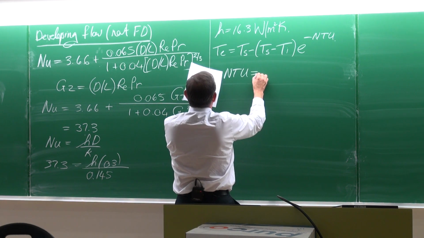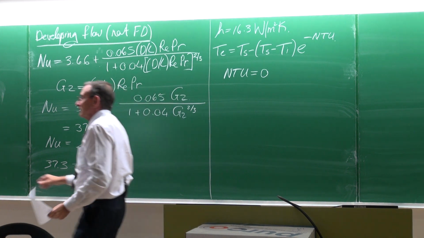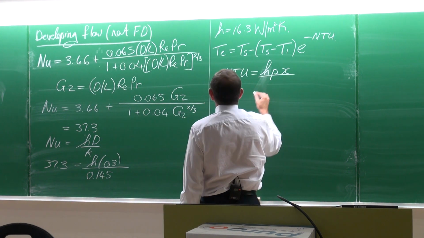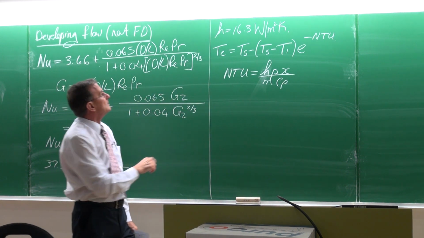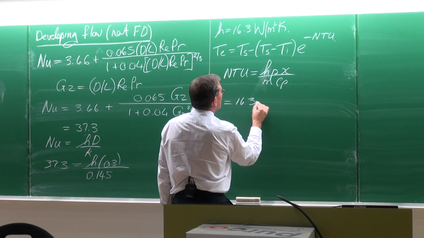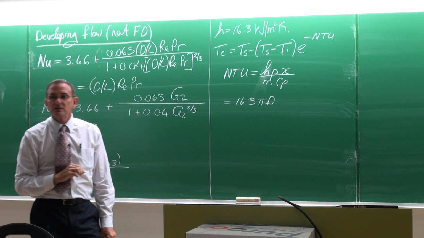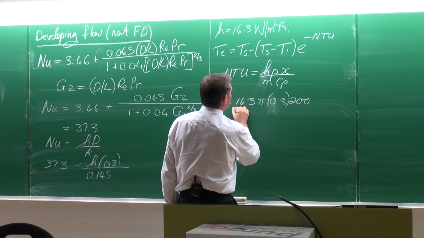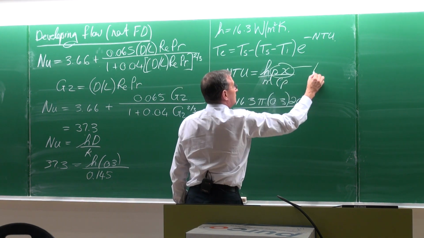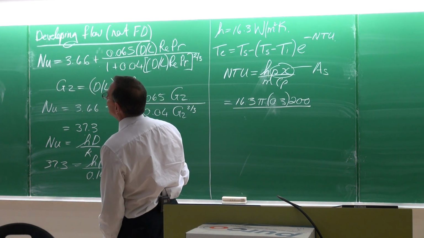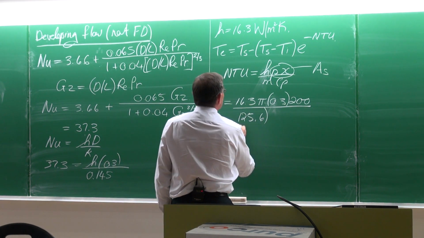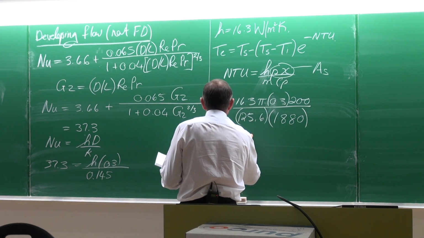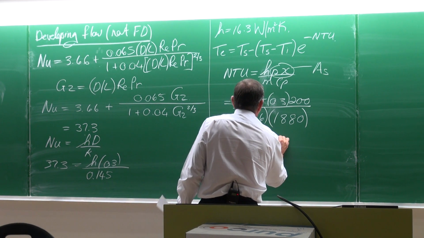The NTU is equal to, if you go and calculate, okay, let me just write it out. It is h P x divided by the mass flow rate and Cp. The heat transfer coefficient is 16.3. The perimeter is pi multiplied by the diameter, pi times 0.3, multiplied by the length, 200. So this gives me the surface area of heat transfer divided by the mass flow rate, which is 125.6, multiplied by Cp, which is equal to 1880. And that gives an NTU of 0.013017.